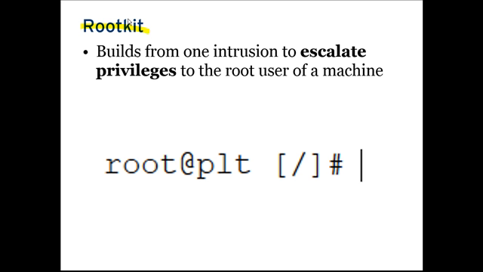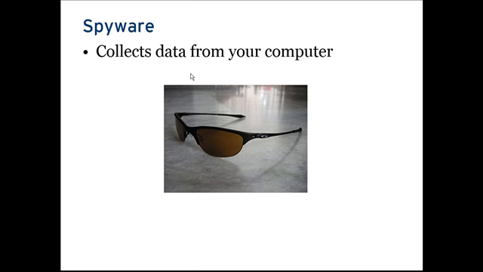A rootkit. Rootkits are sometimes associated with legitimate software, but other times they are associated with malware. Essentially, a rootkit as malware is built from one intrusion, and what it does is escalate privileges to the root user of a machine. The root user basically has full run of a machine. So the rootkit is designed to start with limited access, and later is built to escalate so that it eventually has root and can control everything on your machine.